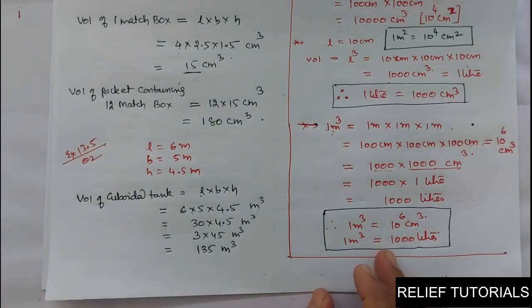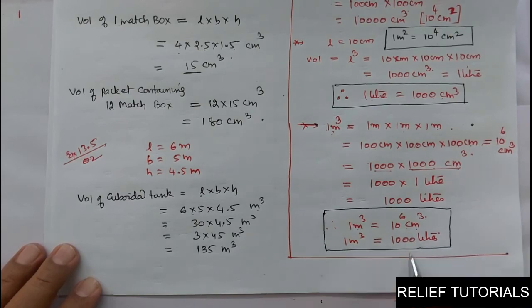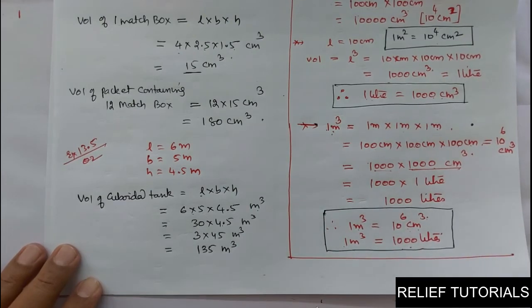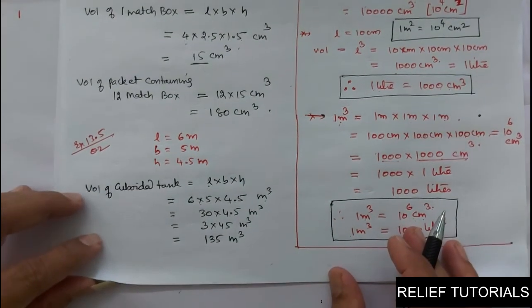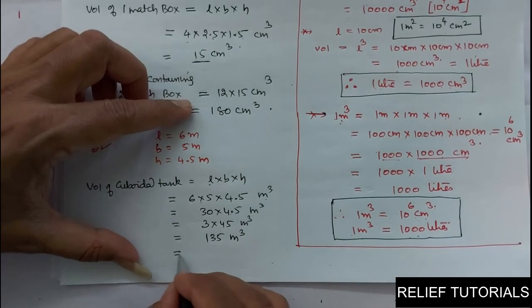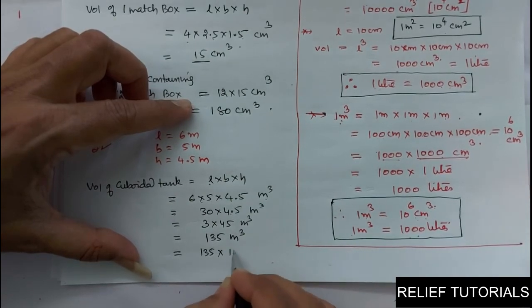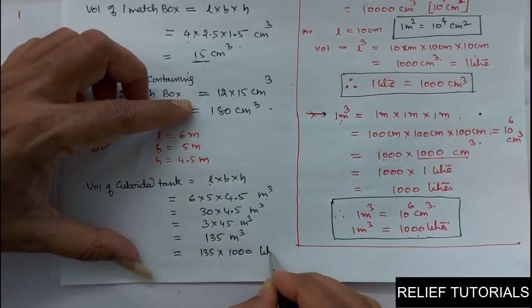But here it is given, how many liters. So you know 1 meter cube is equal to 1000 liter. 2 meter cube is equal to 2000. 3 meter cube means 3000. So you have to multiply by 1000. So here we can say liters we want to find out, so that is equal to 135 into 1000 liters.